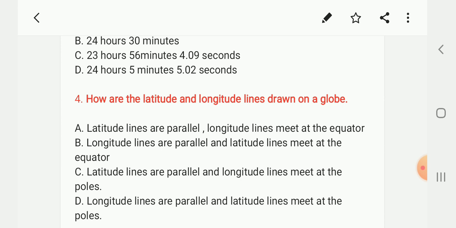The options are a little confusing, but don't get confused. Correct answer is latitude lines are parallel and longitude lines meet at the poles. Option C.